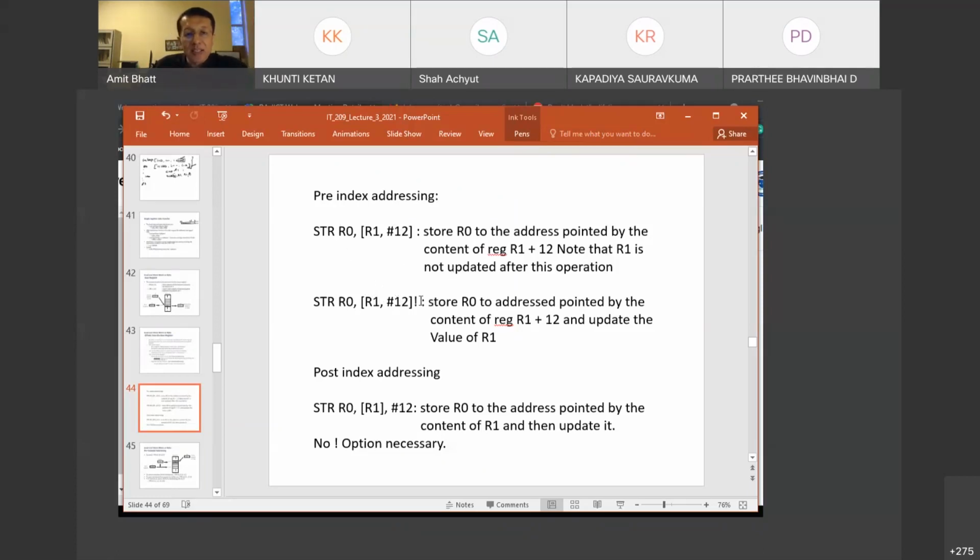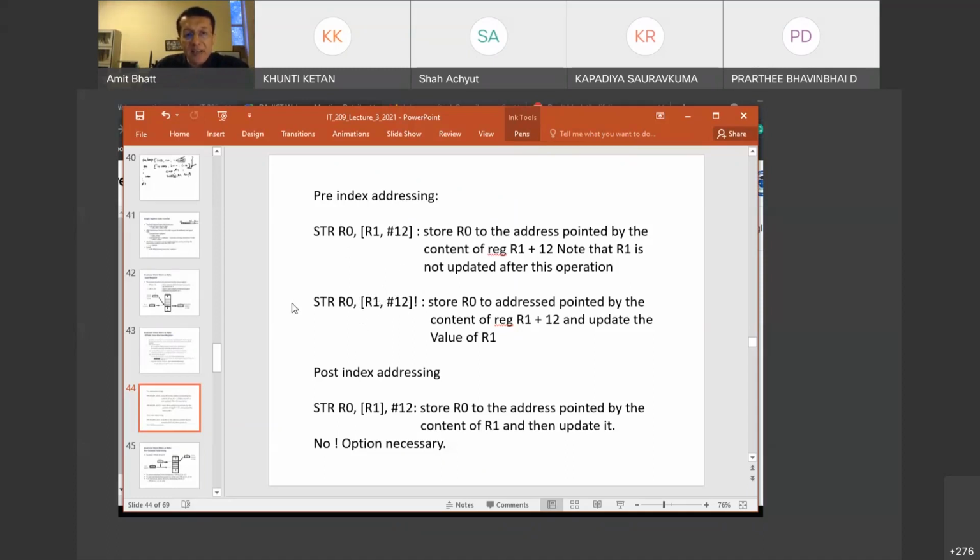So in that particular case, if you want to use this as part of a loop, you will put an exclamation mark after this in programming so that your compiler understands that you have to update the value of R1.